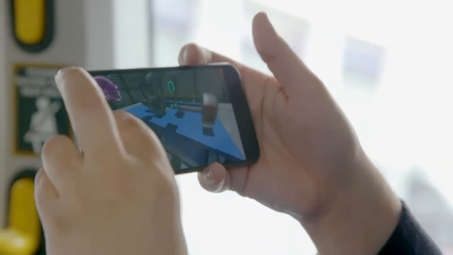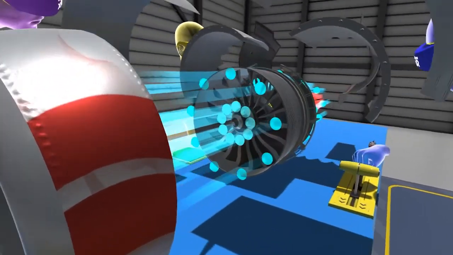Hey guys, I'm going to open the engine now. Yeah, that's pretty impressive.